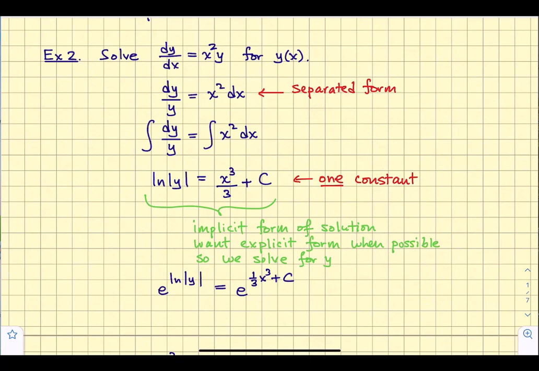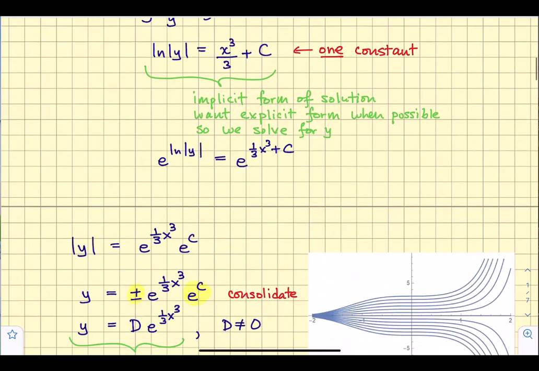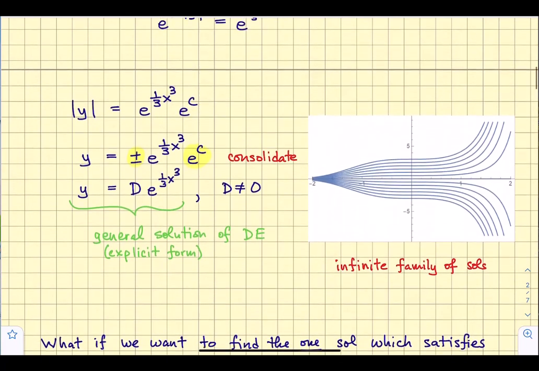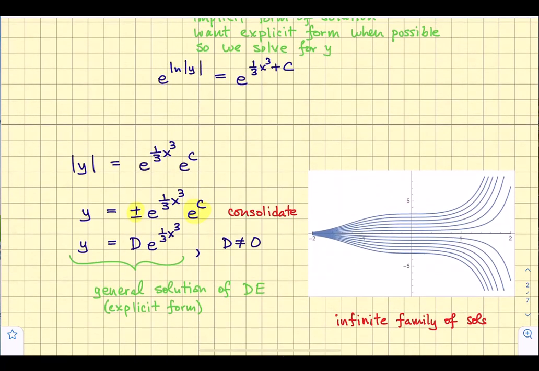Now, this isn't always possible, but in almost all of the problems that you will encounter, it will be rather straightforward to use some algebra and solve for y. So here, if we use a base e exponential on both sides, we get e to the ln of absolute value of y equals e to the 1/3 x cubed plus c. The base e exponential and the natural logarithm undo each other here. You just get the absolute value of y. Here we can use our properties of exponents. e to the a plus b is the same as e to the a times e to the b. You'll see why I did that in just a moment.